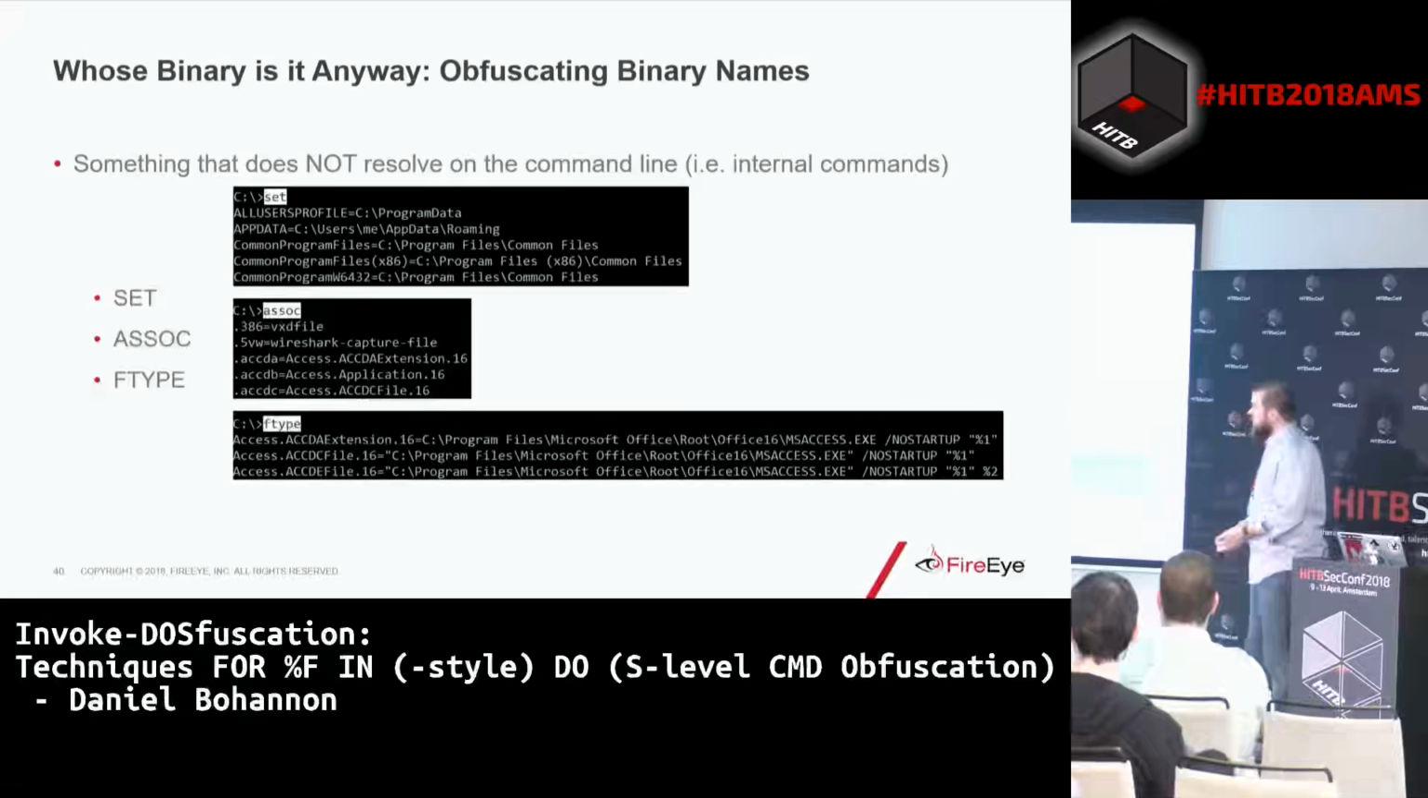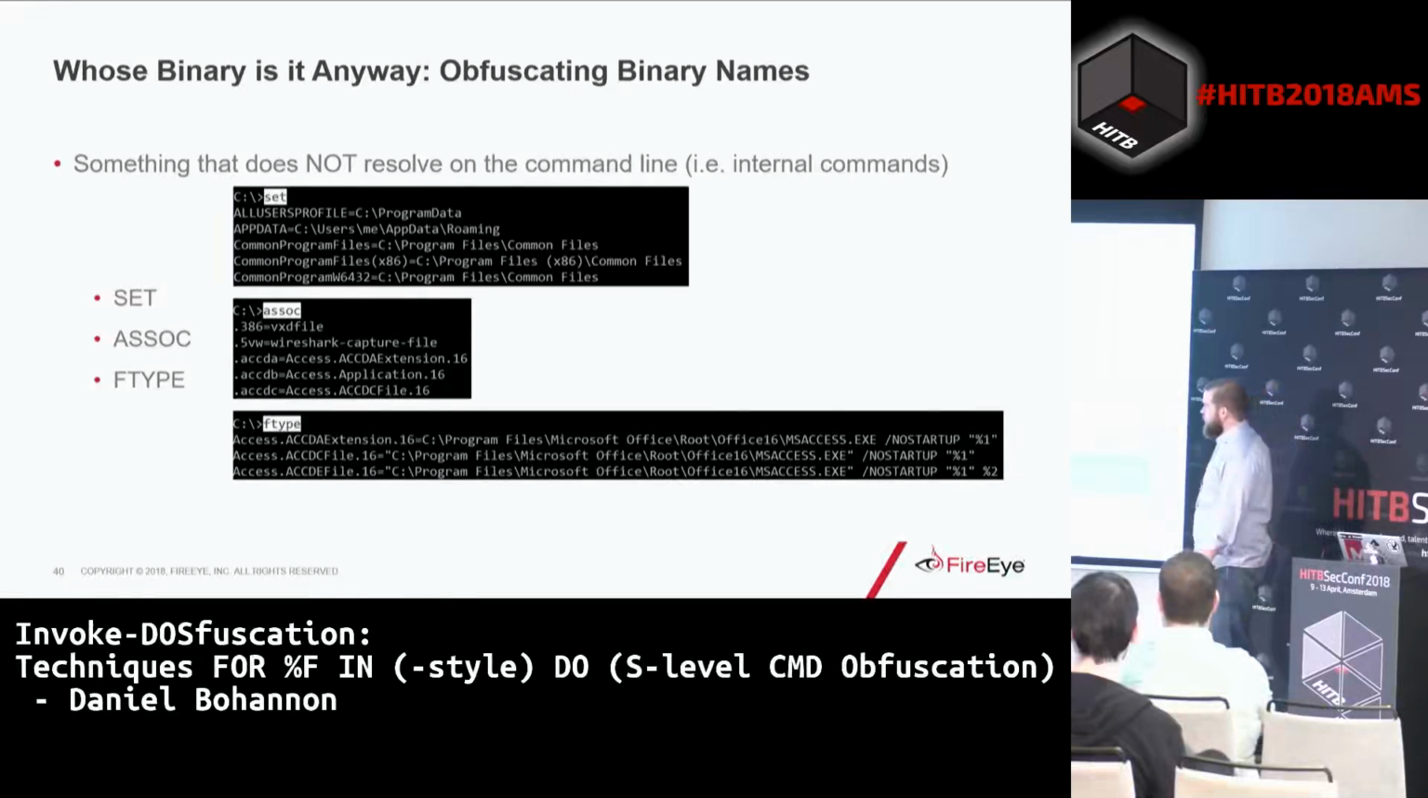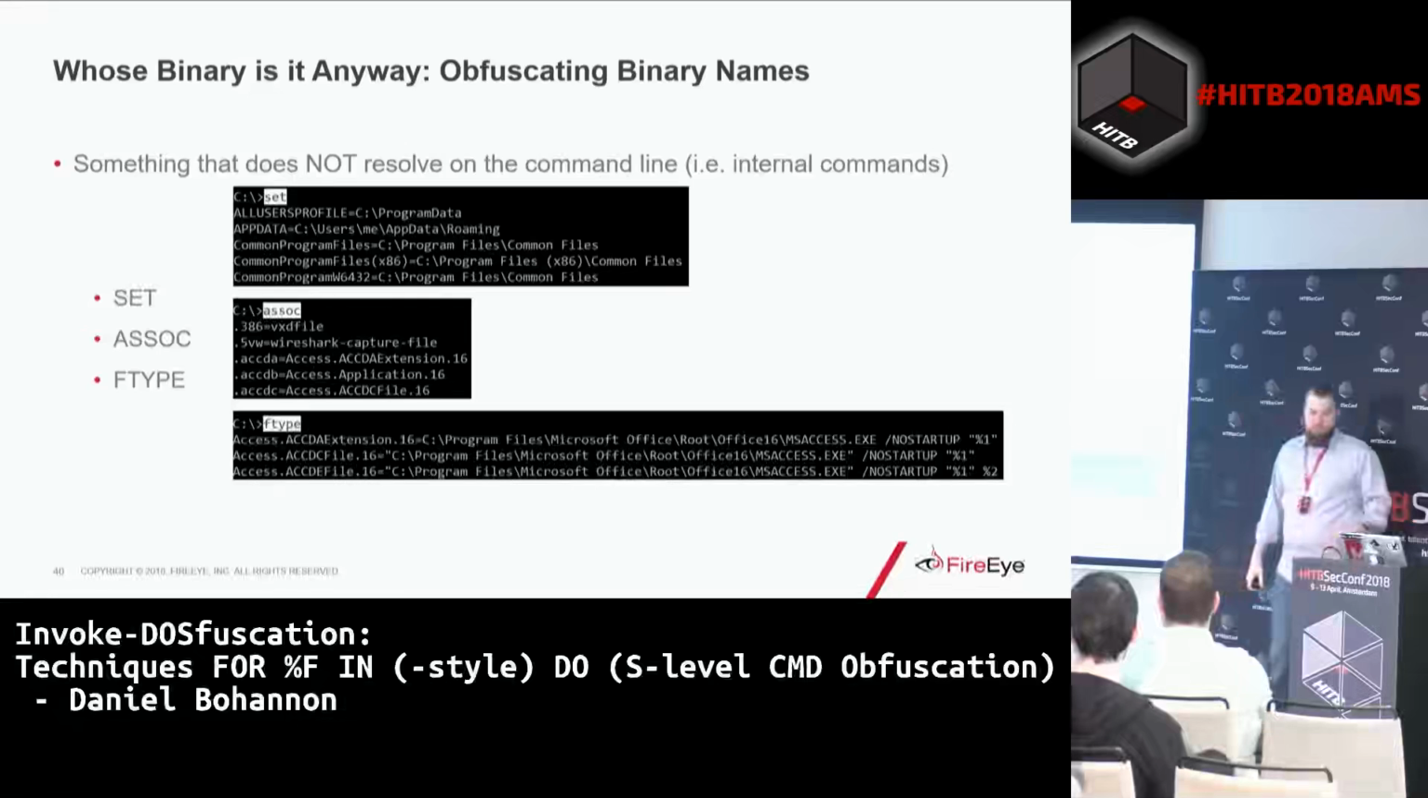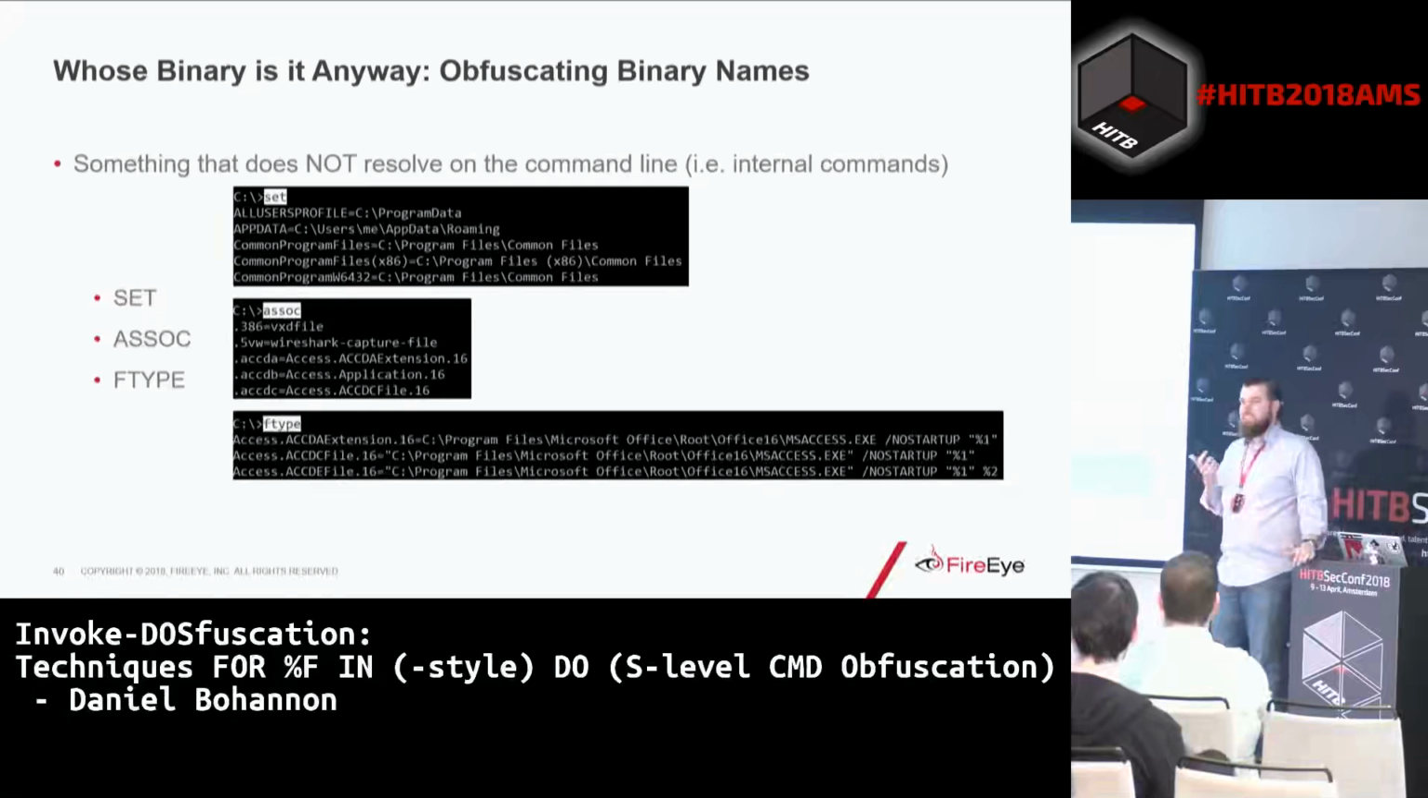And the answer is yes, and the way that I get around that is by trying to find internal commands that don't spawn an additional binary. A lot of commands that attackers use actually spawn additional binaries, like findstr, whoami, ipconfig, stuff like that. But set, assoc, and ftype are the three that I found to be really useful. Set will show you all the environment variables and their values. Assoc and ftype are related. Assoc is going to show the association of a file extension to the association type. So in this case, we can see .accdc is Access file .16, etc. Ftype is going to basically map that association type to the binary that's going to run it.